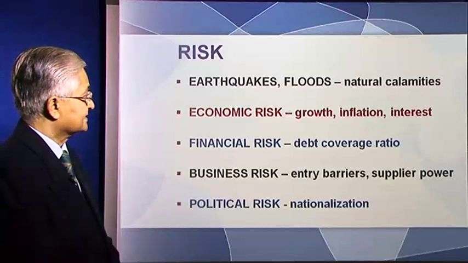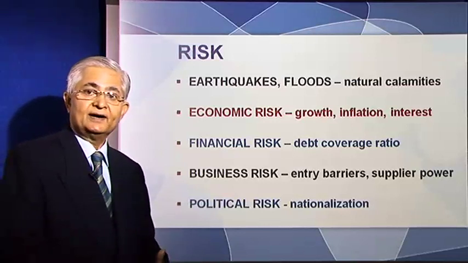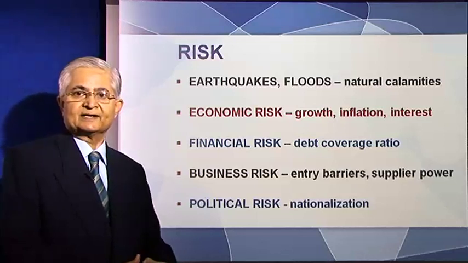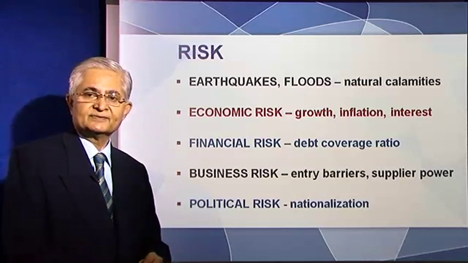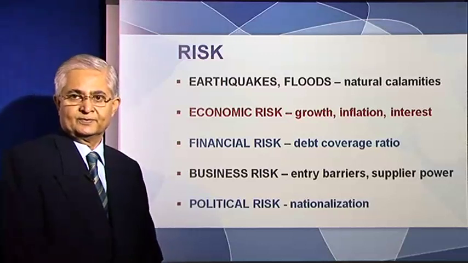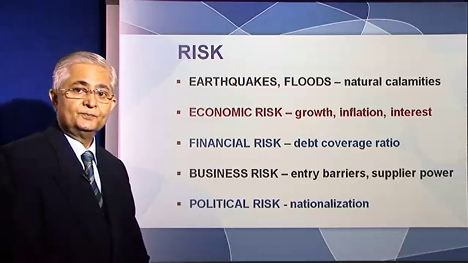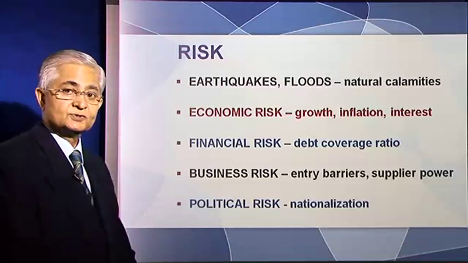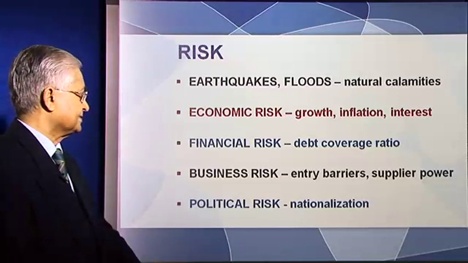Let's look at supplier power, for instance. Now, if we are getting into a particular situation because of that strategic option, where the number of suppliers that the company has narrows down, then what is going to happen? Supplier power is going to increase, and hence the business risk will also increase. And then there is political risk.